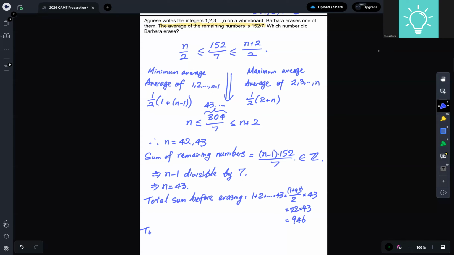Okay. And the total sum after erasing? Well, we know that because the average is 152 over 7, and there are n minus 1 numbers left. So n minus 1 is 42. That's how many numbers are left, times 152 over 7. 42 divided by 7 is 6, so that's 6 times 152, which happens to be, what is it? 6 times 152, is that 912? Yes?